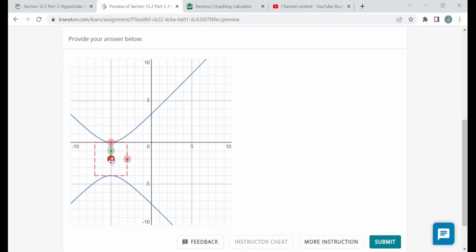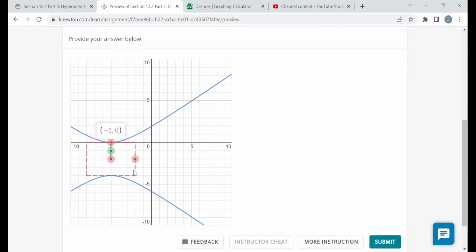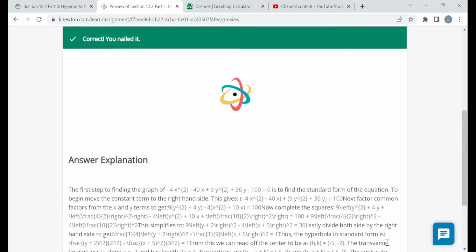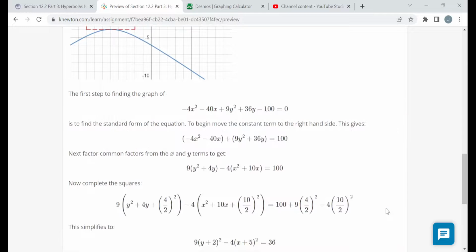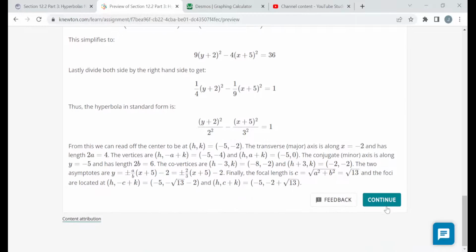The vertices were 2 units above, which, -5, 0 is one of them. That's good. And the co-vertices, or the other edges of the box, were 3 units to the right and the left. That's 2 units to the right, so I need to move this there. There we go. That should be good. Excellent. Alright. Moving right along here.